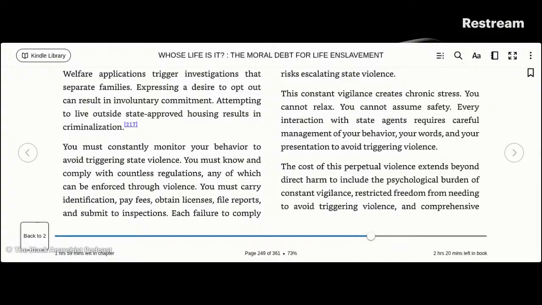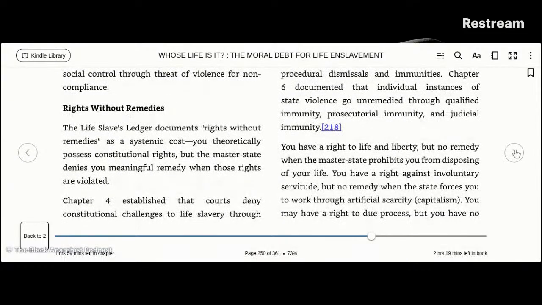This constant vigilance creates chronic stress. You cannot relax. You cannot assume safety. Every interaction with state agents requires careful management of your behavior, your words, and your presentation to avoid triggering violence. The cost of this perpetual violence extends beyond direct harm to include the psychological burden of constant vigilance, restricted freedom from needing to avoid triggering violence, and comprehensive social control through the threat of violence for non-compliance.